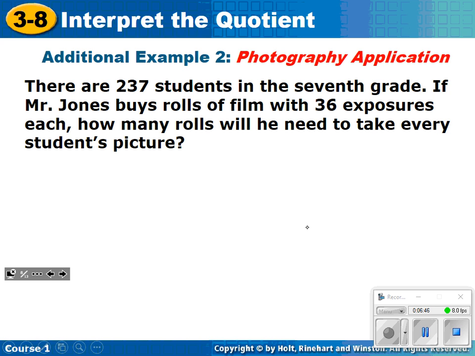There are 237 students in the 7th grade. If Mr. Jones buys rolls of film, you guys even know what a roll of film is anymore?